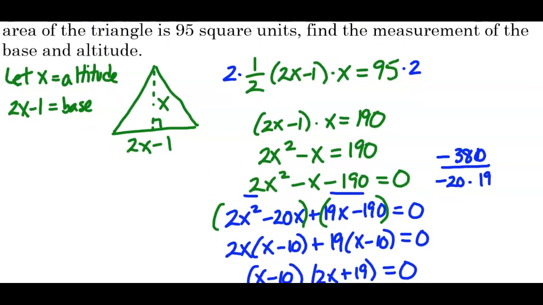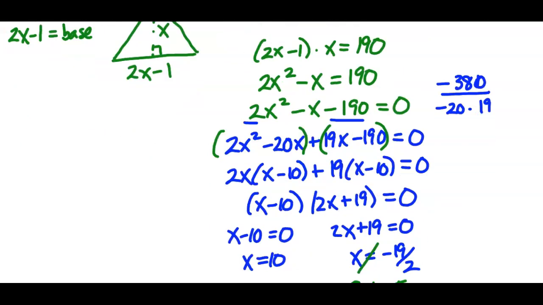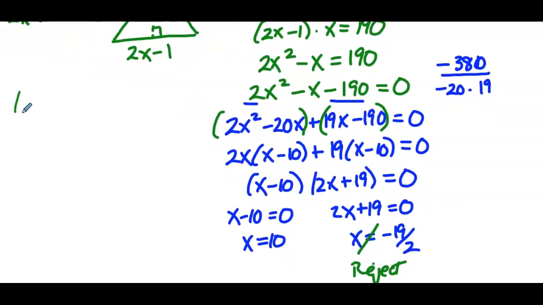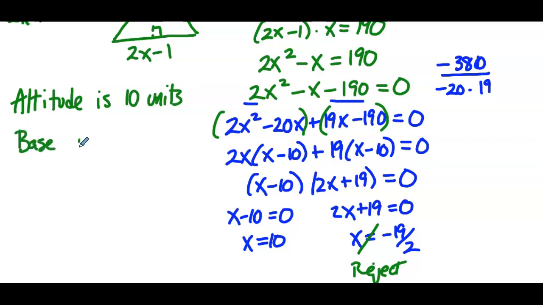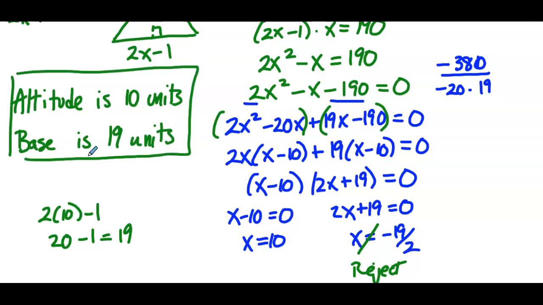We're looking for both the base and the height, or the altitude. And we're just dealing with units here. Okay, so the altitude is 10 units, and the base is 2 times 10 minus 1, so 20 minus 1, which is 19. So the base is 19 units. So there we have the dimensions of this particular triangle.